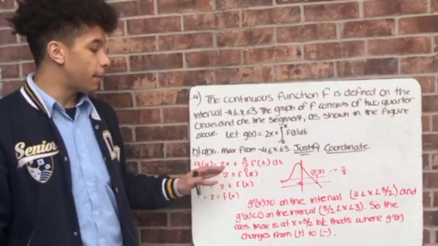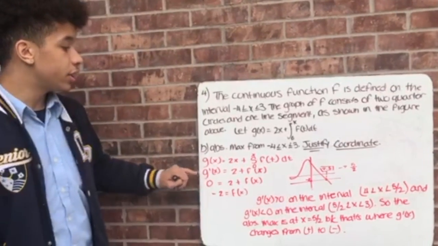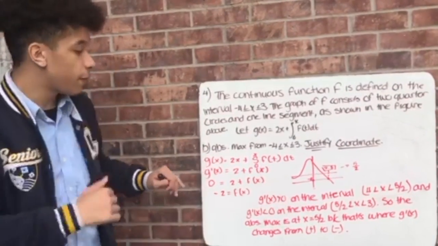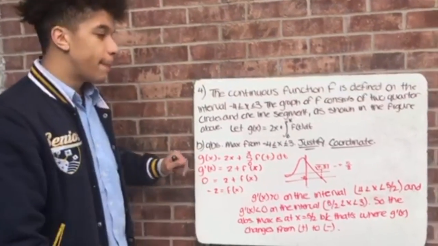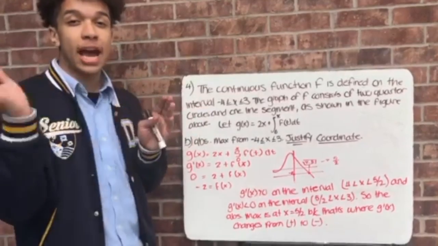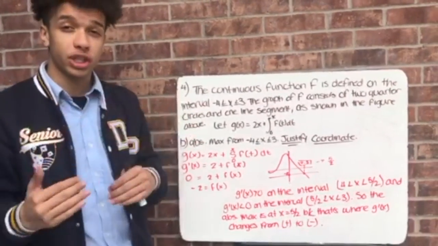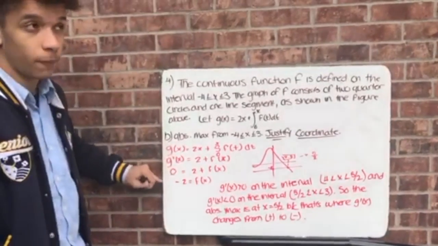to get 2 plus f of x. Then from there, I set g prime of x equal to 0. That's important because I know that before that point there has to be some sort of change, and after that point there has to be some sort of change. So overall, the sign is changing at that point of 0.